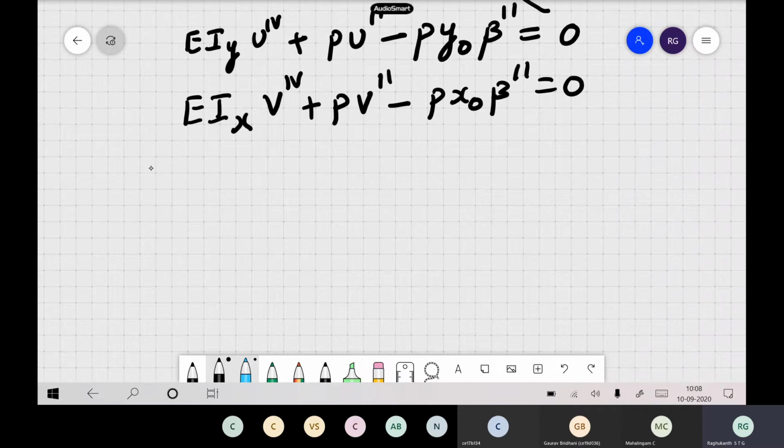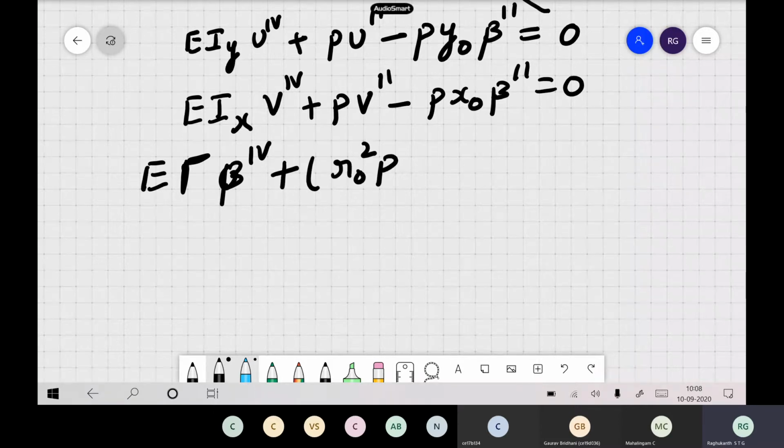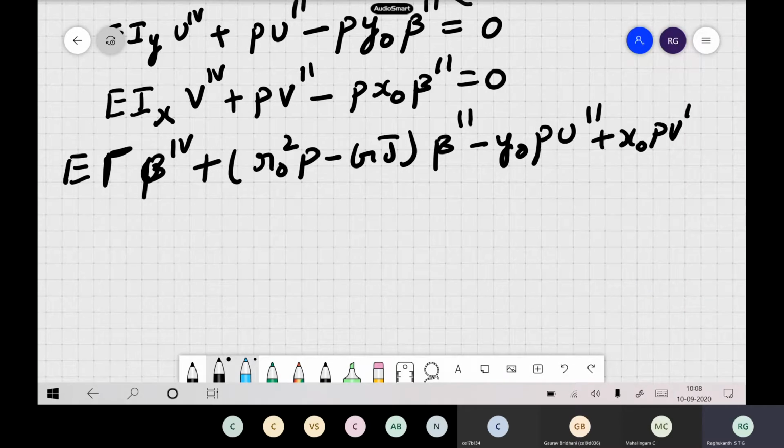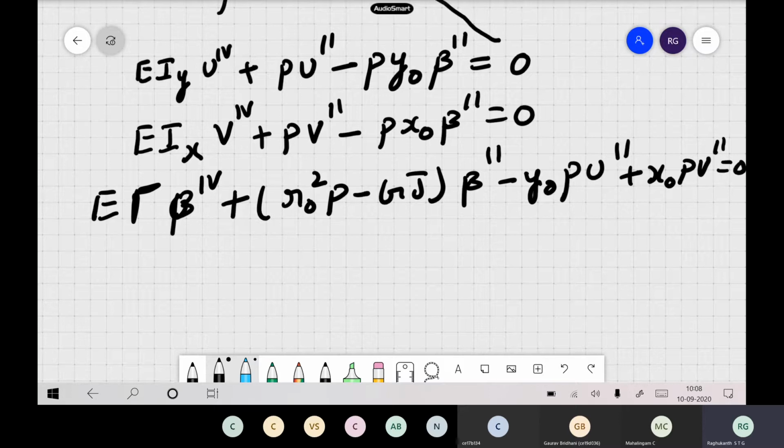And the last one, which is the torsion equation, involves the warping constant itself: E C w beta in the fourth order, plus R naught square P minus G J multiplied by beta double dash, minus P Y naught U double dash plus X naught P V double dash is equal to 0. These are the three equations which we derived in the last class, a combination of flexural buckling and torsional buckling, flexural torsional buckling itself.